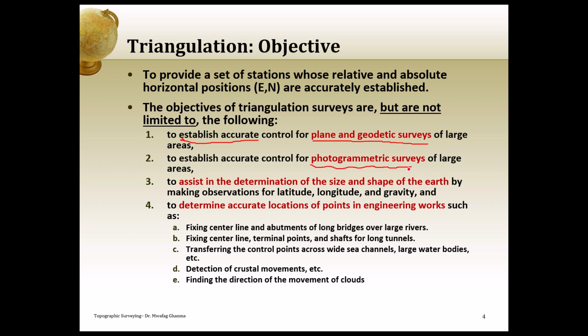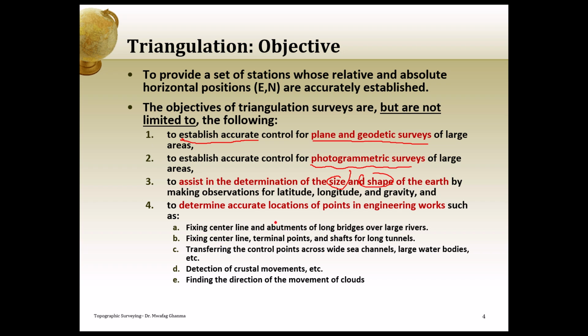In photogrammetry, we need control points on the ground to reference our project, and that's why we will use these points for photogrammetry. Also, in geodetic surveys on a larger scale, we will use these points to determine the shape and size of the earth. This is in geodesy, and that's why we need these reference points. We measure latitudes, longitudes, and gravity. Also, we need to determine the location of points for engineering works, any kind of engineering works, to locate the points for construction and things like that.